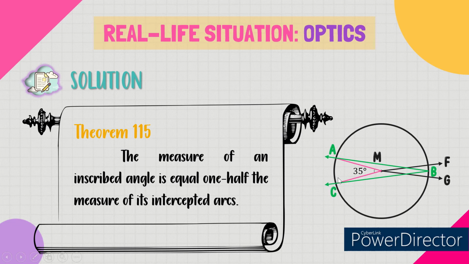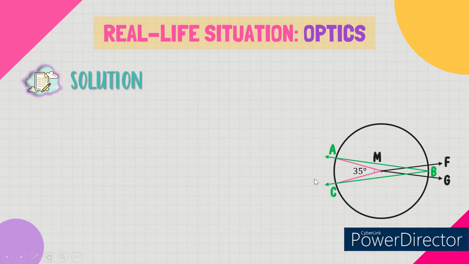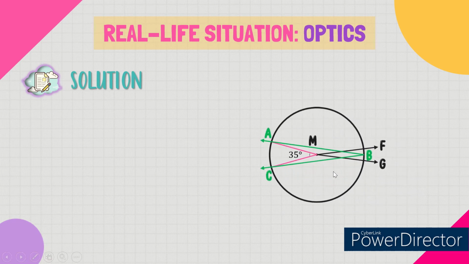And because the measurement of angle AMC, a central angle, is already stated, as I mentioned earlier, the measurement of a minor arc is equal to its corresponding central angle. So it means that arc AC is also 35 degrees. Okay, so now let's solve for the measurement of angle ABC. Again, it is already given: the measurement of angle AMC is 35 degrees.